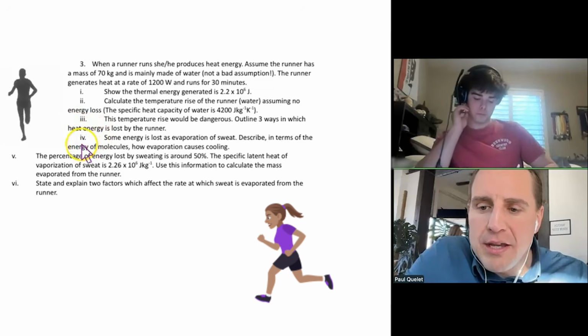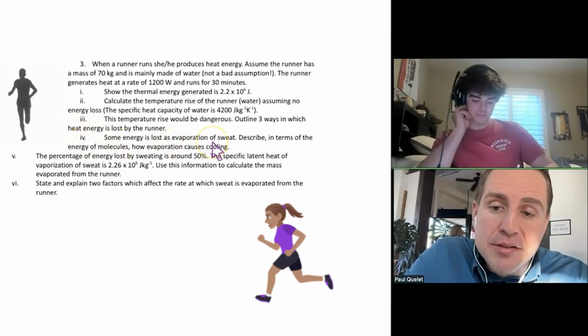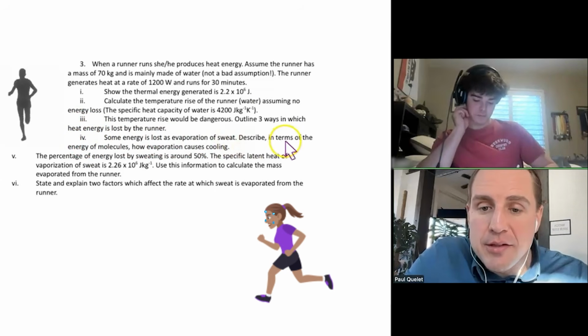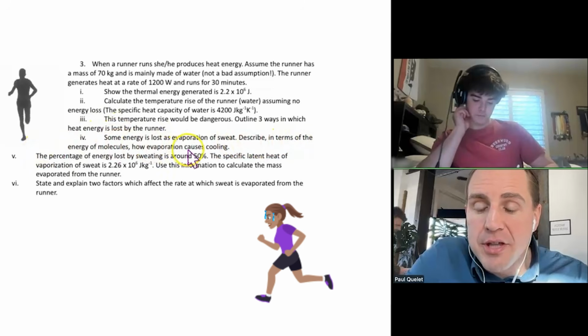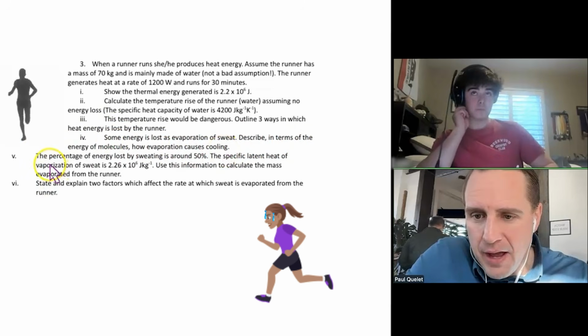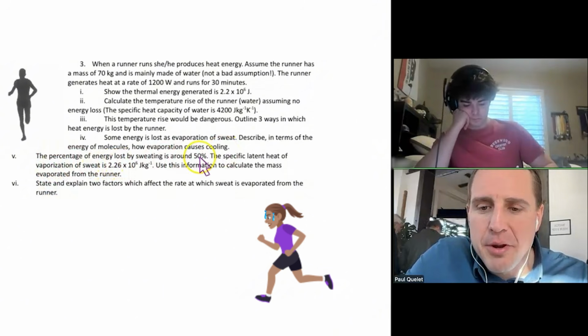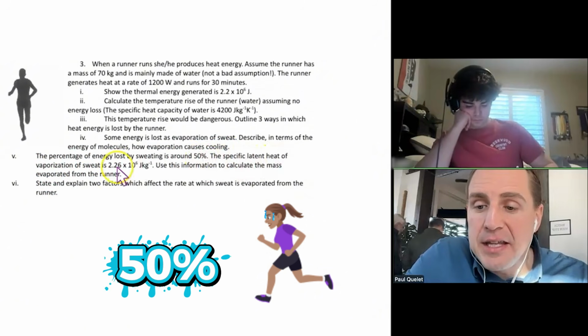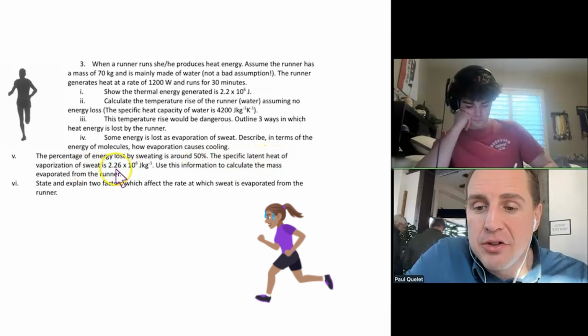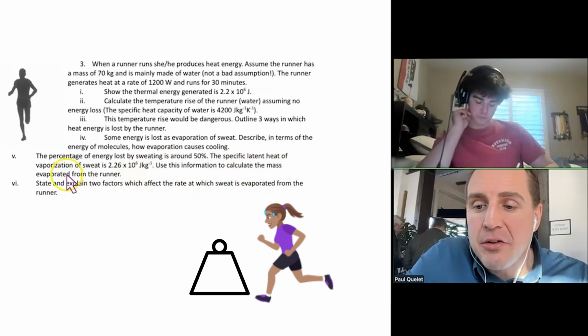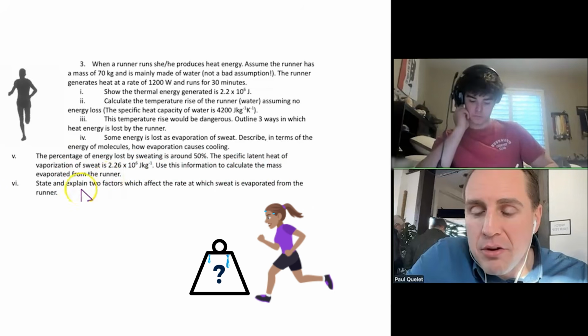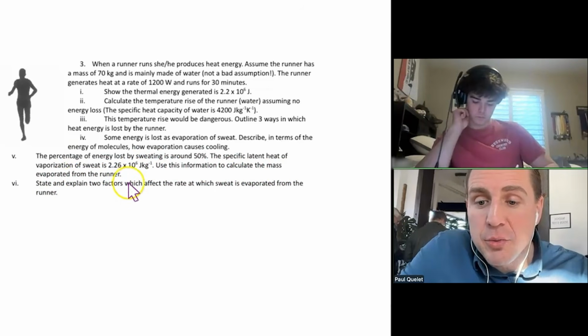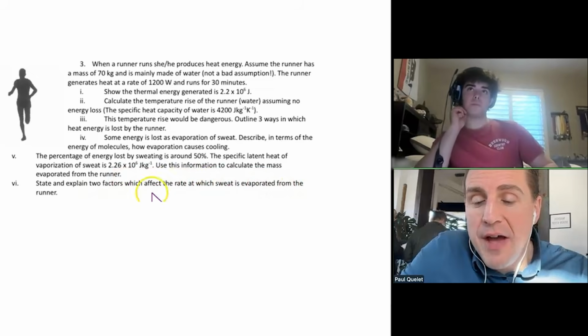Roman numeral 4. Some energy is lost as evaporation of sweat. Describe in terms of energy of molecules how evaporation causes cooling. 5. The percentage of energy lost by sweating is about 50%. The specific latent heat of vaporization of sweat is 2.26 times 10 to the 6 joules per kilogram. Use this information to calculate the mass evaporated from the runner. State and explain 2 factors which affect the rate at which sweat is evaporated from the runner.